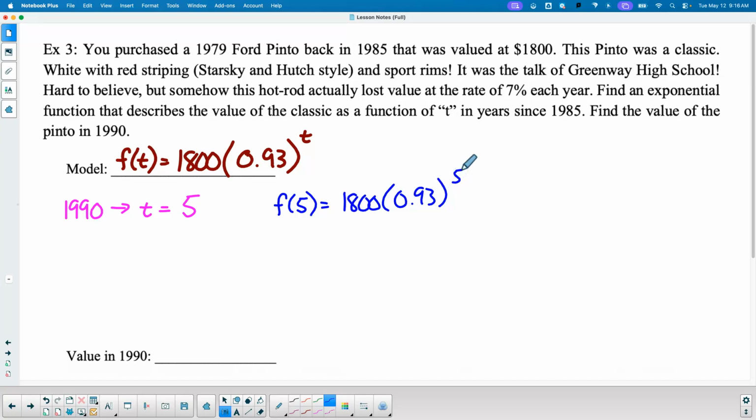What is the value of Trig Mama's hot rod back in 1990? How much you got? Good. Awesome.